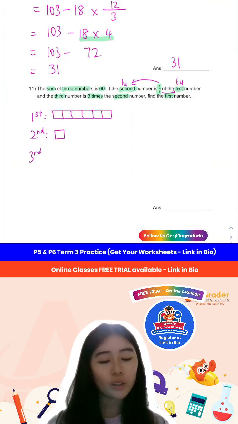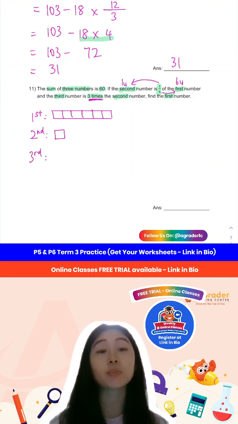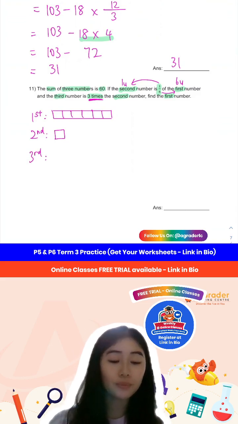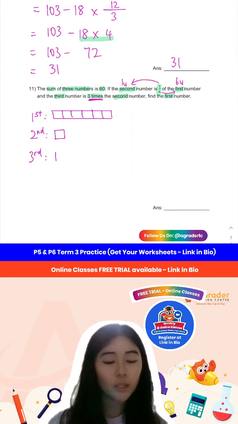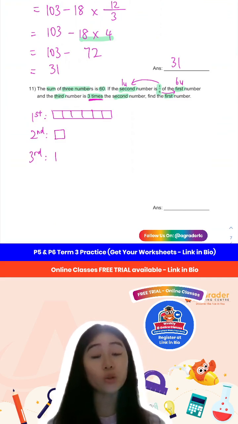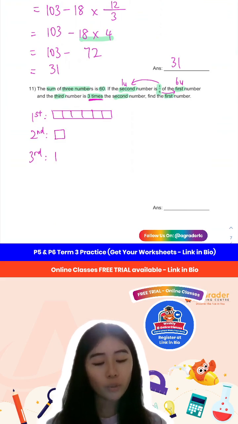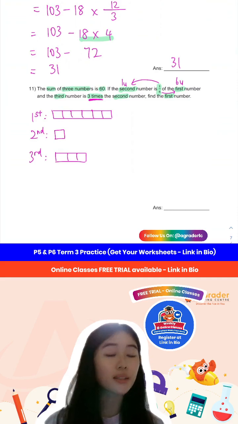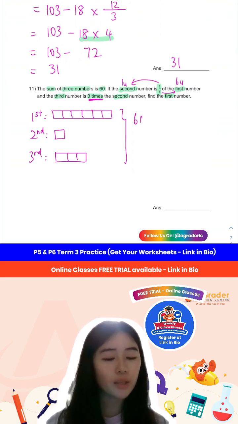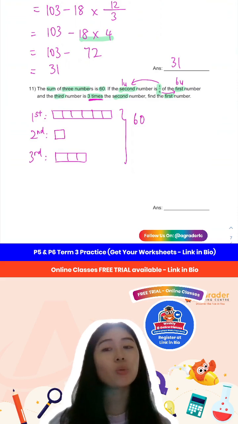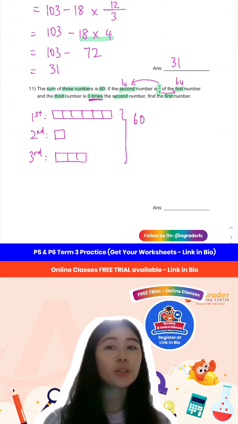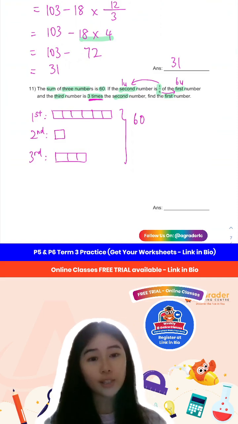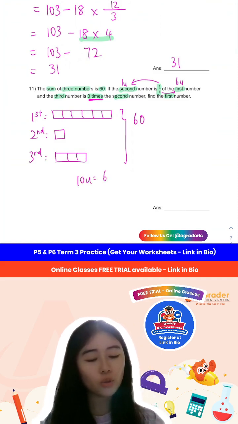Okay, now what about your third number? Your third number is 3 times the second number. If your second number is just 1 box, or 1 unit, then 3 times that will just be 3 units, isn't it? Okay, so your models are complete. The sum is 60. If you count how many units there are, you should have 10 units. So 10 units equals 60.